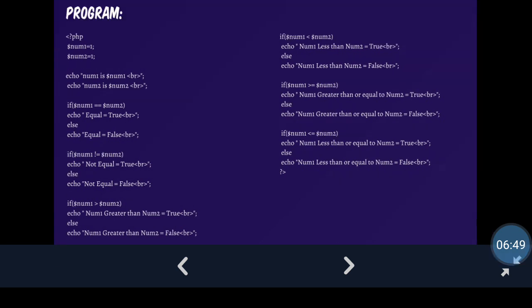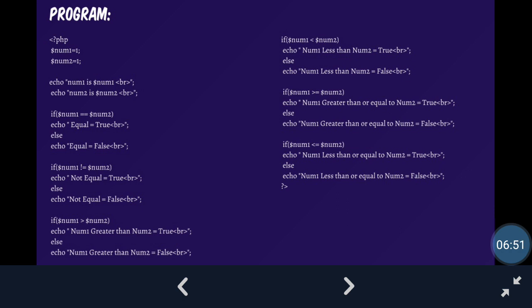Next operator is not equal to. So how do we write it? We are making use of if conditions for each operator. If $num1 not equal to $num2, what we are going to print is not equal is equal to true, else not equal is equal to false. Next, if $num1 greater than $num2, in our example it is 1 and 1. So is 1 greater than 1? No. So what we have? Echo num1 greater than num2, false.